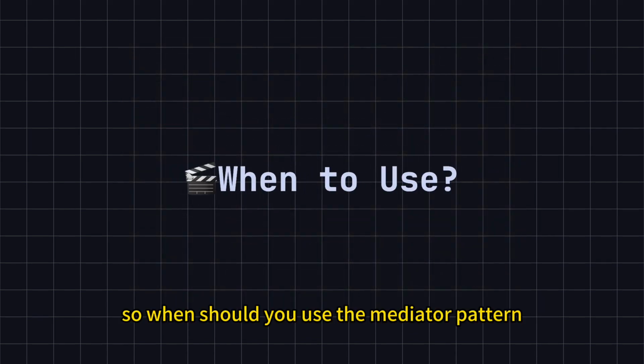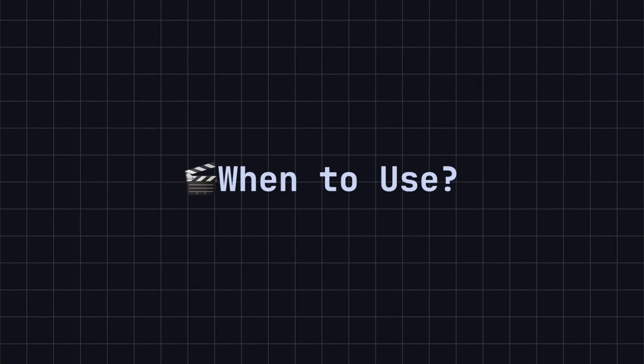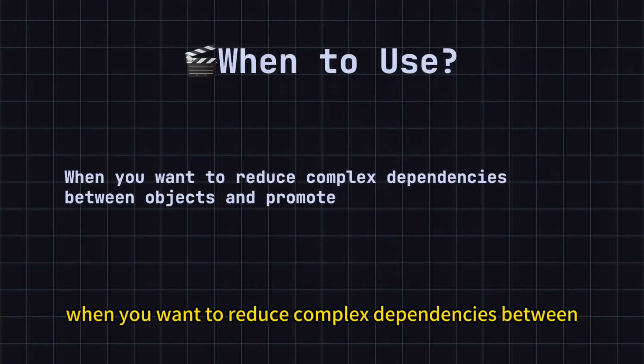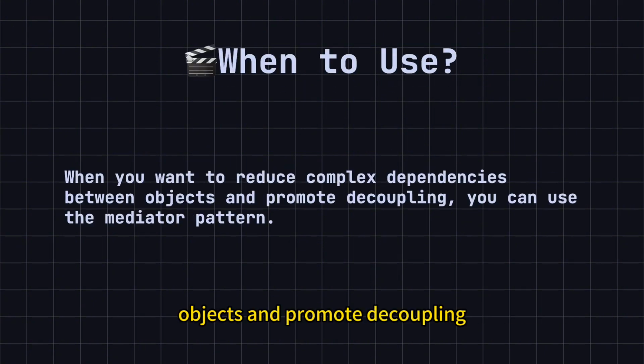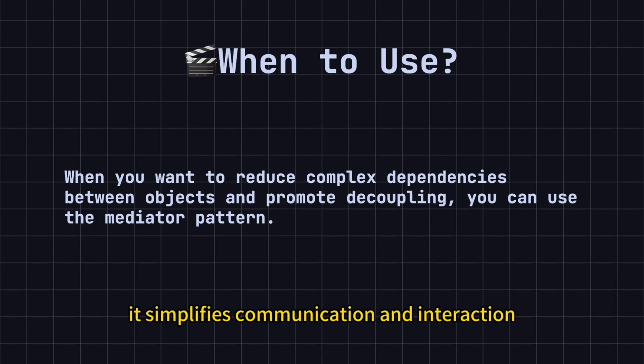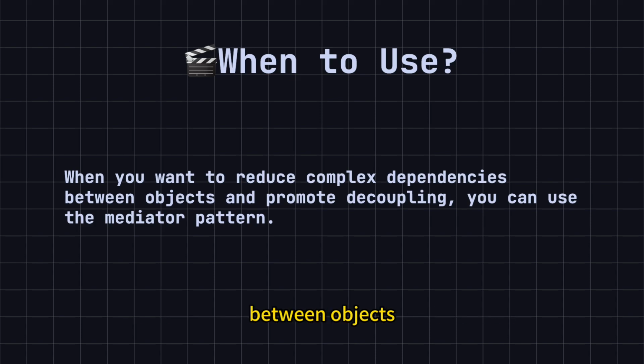So, when should you use the mediator pattern? When you want to reduce complex dependencies between objects and promote decoupling, you can use the mediator pattern. It simplifies communication and interaction between objects, making the system structure clearer and more maintainable.